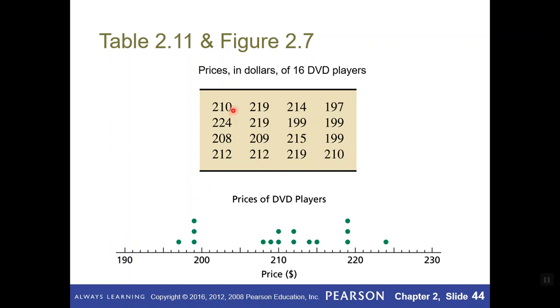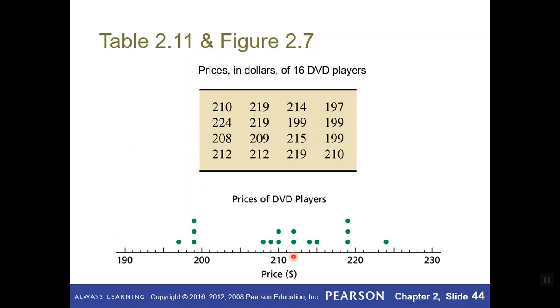Next, let's go column wise. 224. 220 is here, 224 is here. See, dot. 208. 200 is here, 210 here. This is 208.